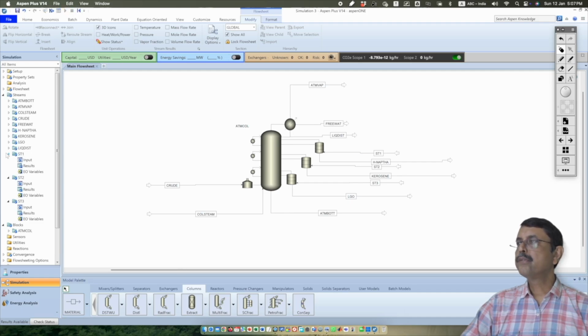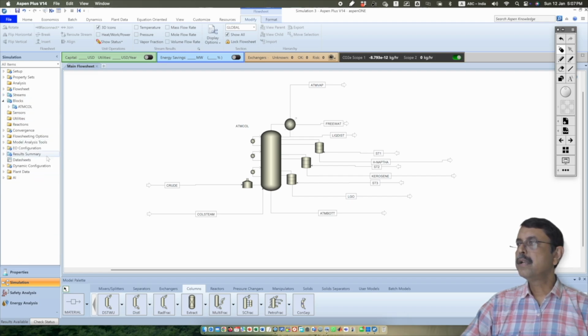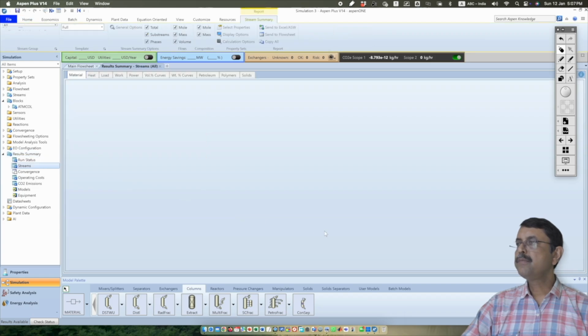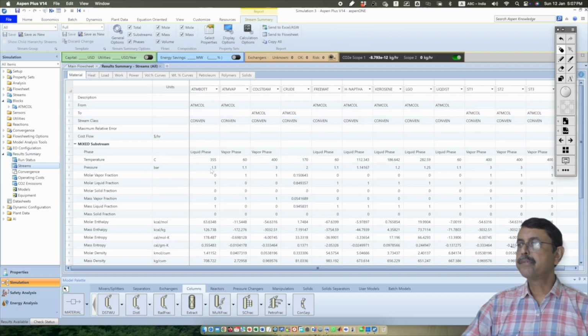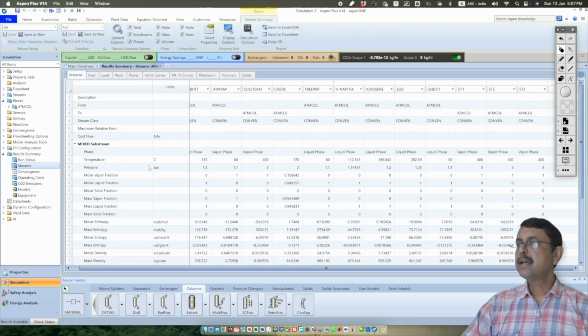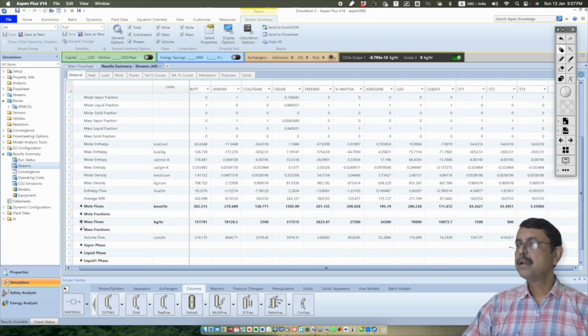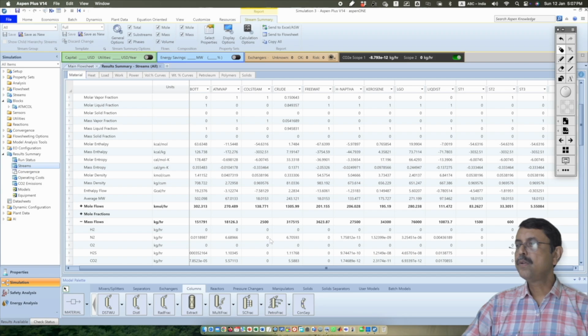Yeah. So it has now run, and the simulation results are all available. So let us see the simulation results. This is the result summary. We have streams over here, right? You can find the temperature and pressure of each and every stream, and the mass flows.